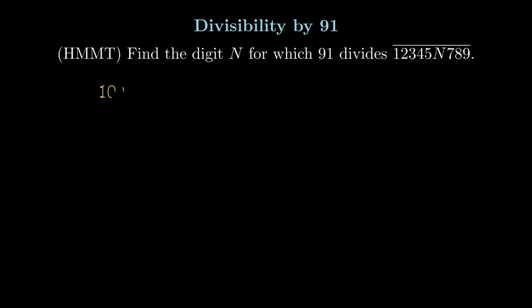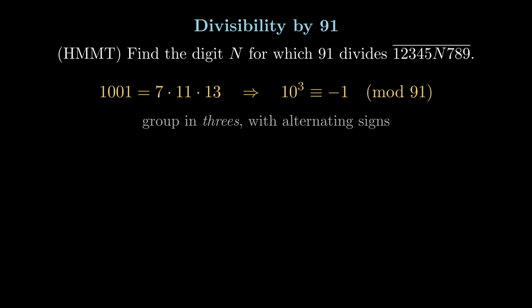For the final problem, we look at a competition problem from the Harvard-MIT math tournament. We want to find the digit n that makes this long sequence of numbers divisible by 91. The secret is that 1001 factors as 7 times 11 times 13. And notice that 7 times 13 is 91. So 10 cubed is congruent to negative 1 modulo 91. Therefore, we can group in threes and alternate the signs.